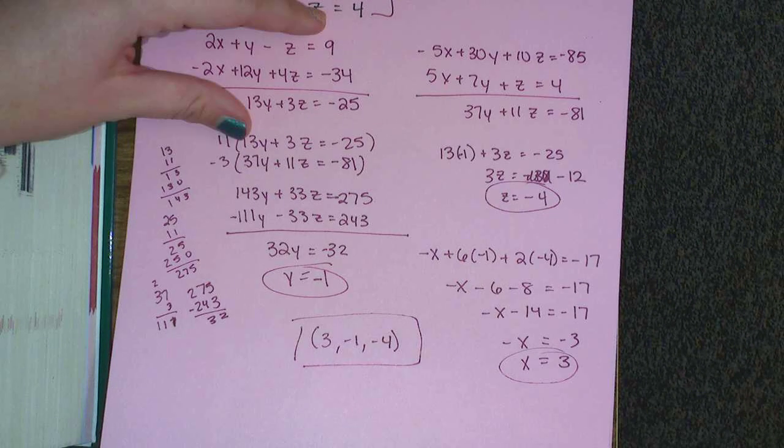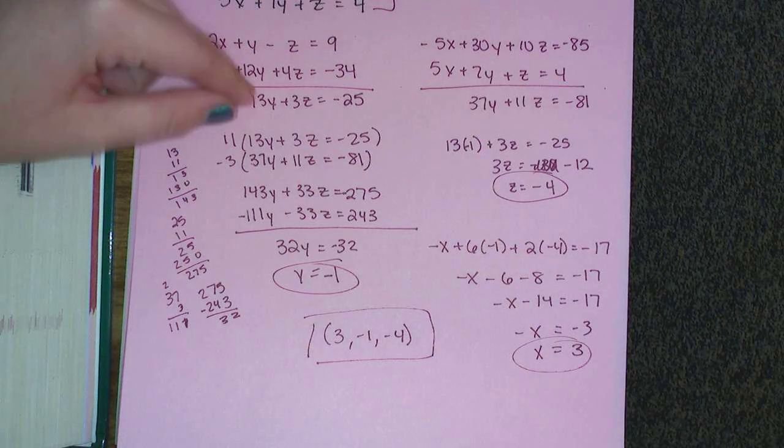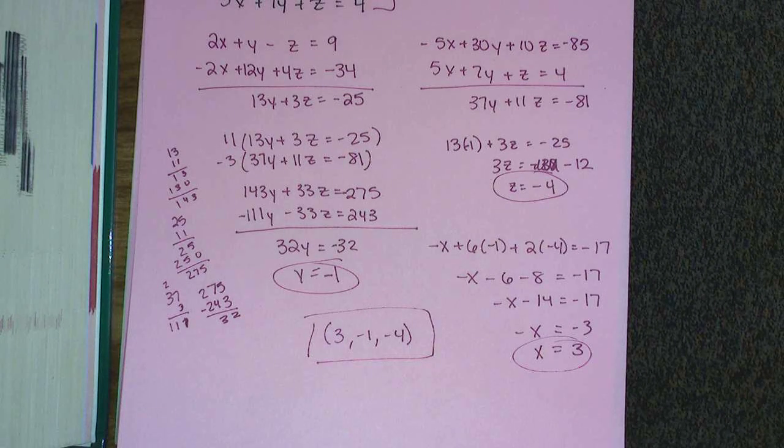So then I came down here, combined these two equations together, and ended up having to multiply one of them by 11, the other one by negative 3. It's possible I could have found something else to do it by, but that seemed like the most convenient way for me to do it. And ended up with 143y plus 33z is equal to 275, and then for the other one, negative 111y minus 33z is equal to 243. And fortunately, that worked out nicely, and I got y is equal to negative 1.